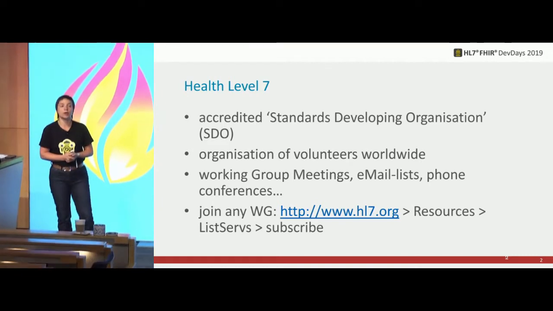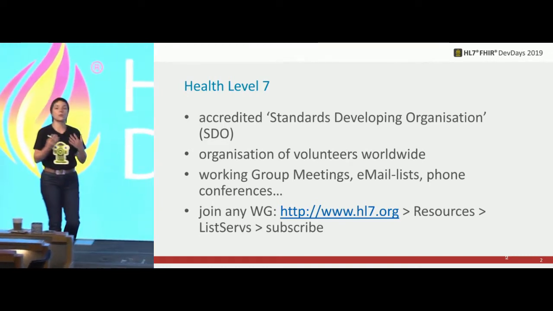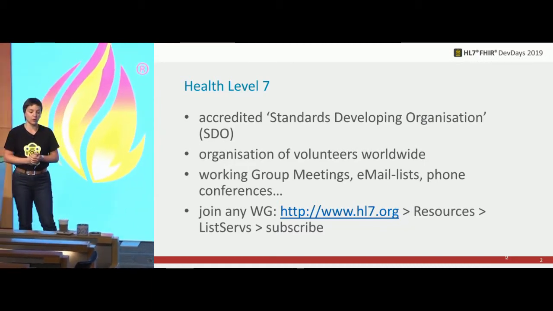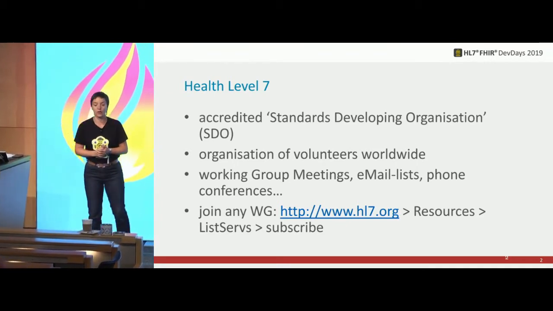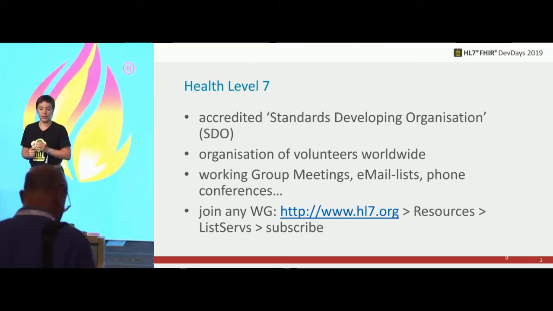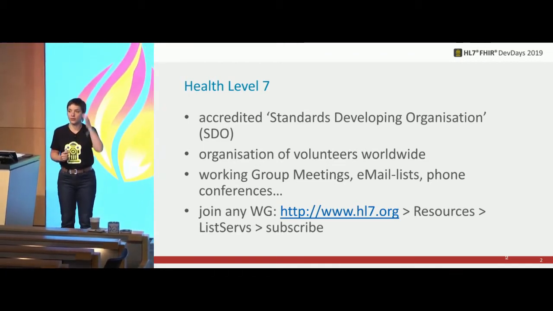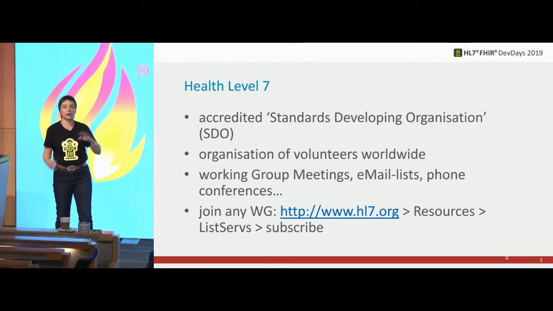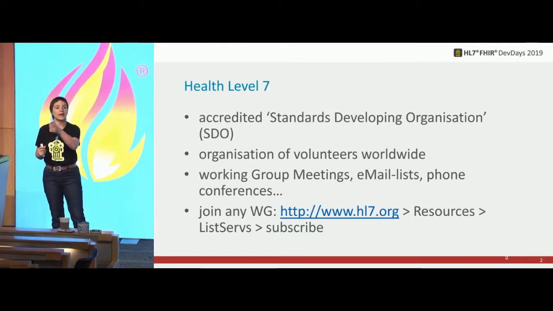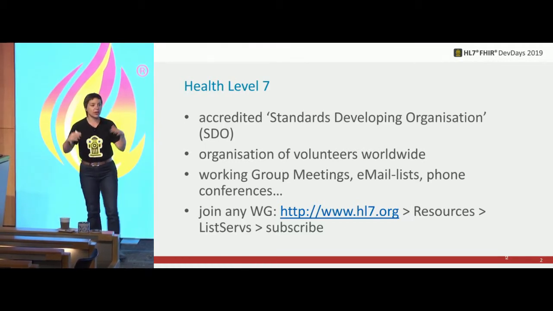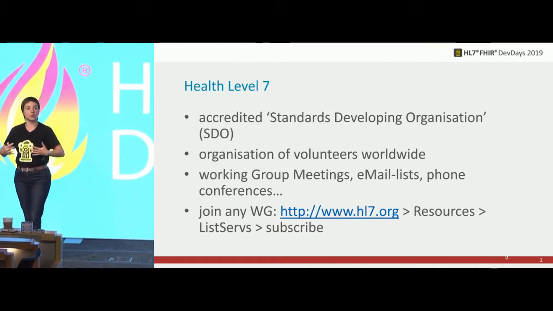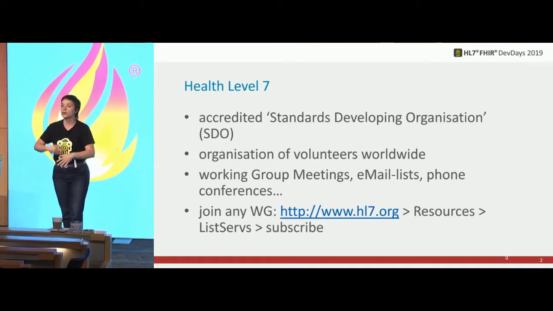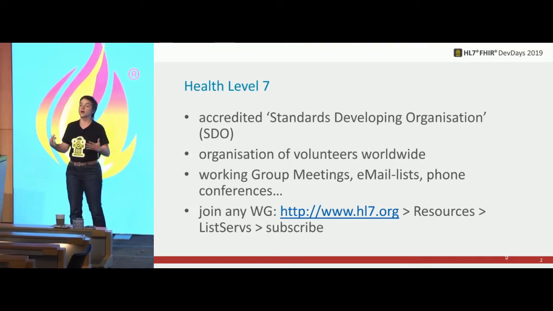If you are interested in joining HL7 and also helping develop these standards, the first step that you could take is to go to www.hl7.org and go to the Resources tab. There you will find the so-called listservs. These listservs are basically email lists that you can subscribe to. There are more than 60 different working groups, all dedicated to one specific topic of healthcare. If you're interested in what any one of those are doing and you want to join them, please subscribe to their email list so you will get invitations to their conference calls, you will know what they are discussing, and you can right away start participating.